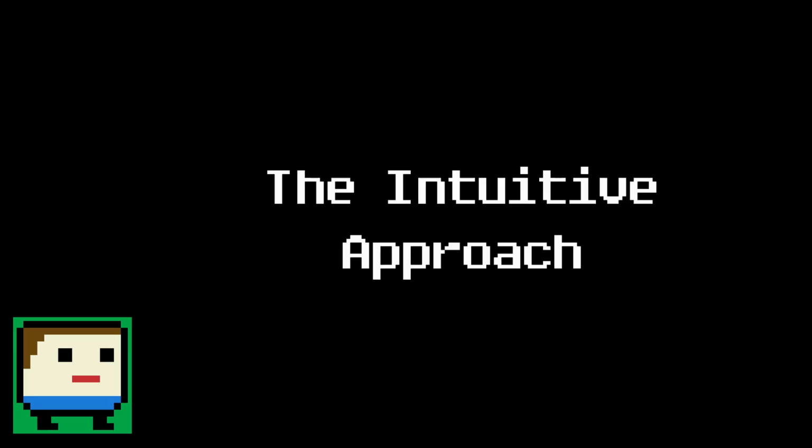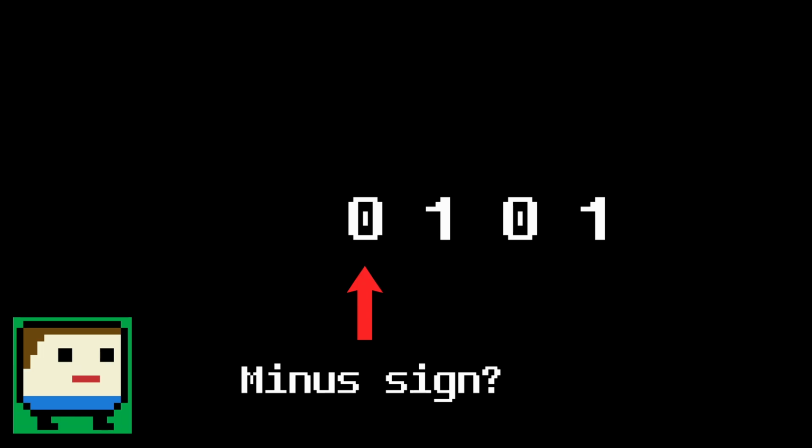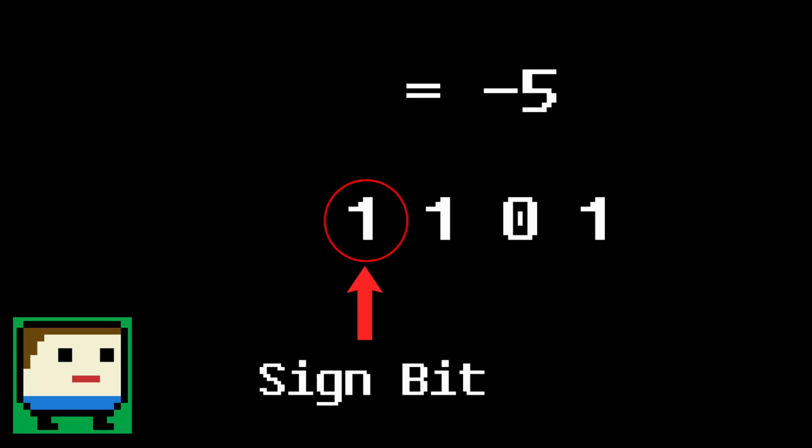There are a couple ways to go about this. First, let's try an intuitive approach by drawing some parallels from our regular number system. As you know, to negate something in decimal, we simply add or remove the minus sign in front of the number. We can translate this idea into binary by using the leftmost bit in a number to tell us whether or not it has a minus sign. This bit is called the sign bit. If the sign bit is 1, the number is negative, and if it's 0, it's positive.